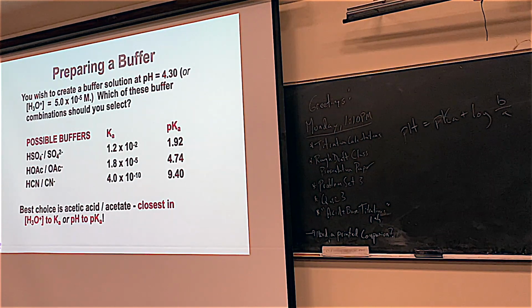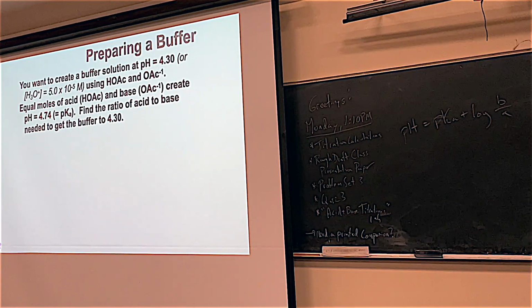4.74 is close to 4.30, and 1.8 times 10 to the minus 5 is kind of close to 5 times 10 to the minus 5. If we pick this one, it would probably be too acidic because the pKa is a lot less than what we want in terms of pH. This one right here would be more basic, all right, closer to 9.4 for pH. Questions?